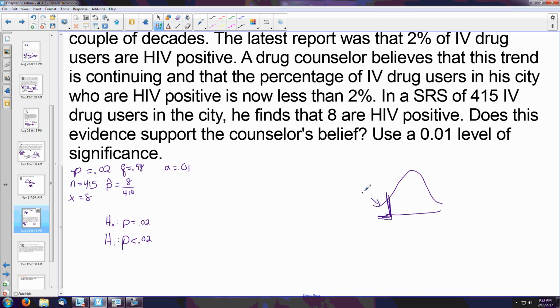So if this is alpha equals 0.01 in the tail region, I'd like to show you how you'd go about setting this up if you did want to do your test statistic by hand, but please keep in mind I advise you use technology here. The z-test is going to equal 8 over 415 minus 0.02, all divided by the square root of 0.02 times 0.98 over n, which is 415. As you could probably already start to imagine, there's a lot of parentheses that are required here.